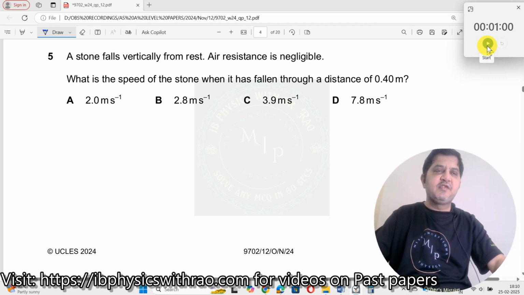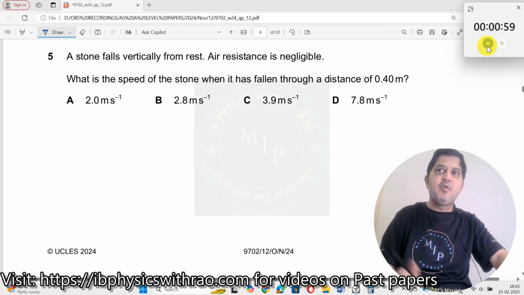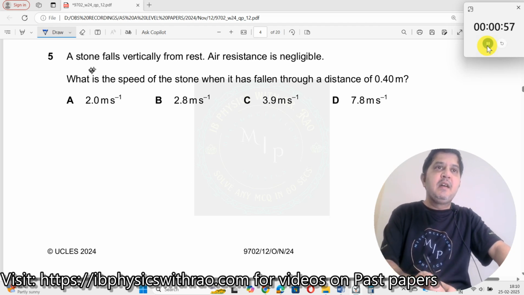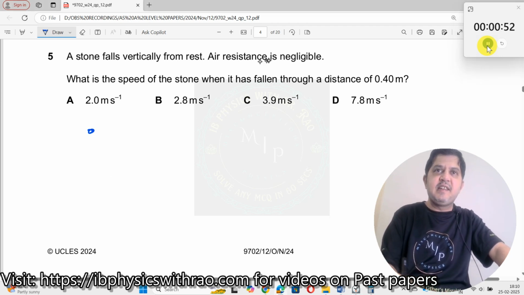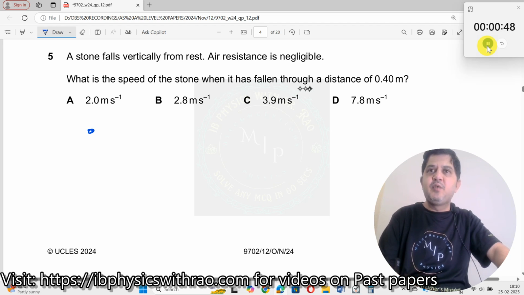Question number 5. This question is taken from 2024 November paper AS-P, variant number 2. A stone falls vertically from rest. Air resistance is negligible. What is the speed of the stone when it has fallen through a distance of 0.4 meter?